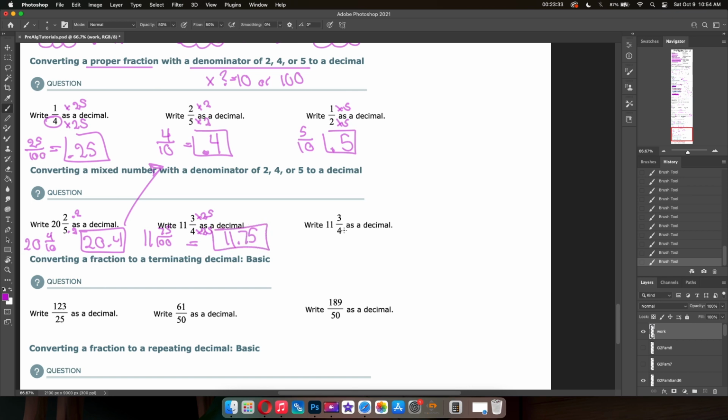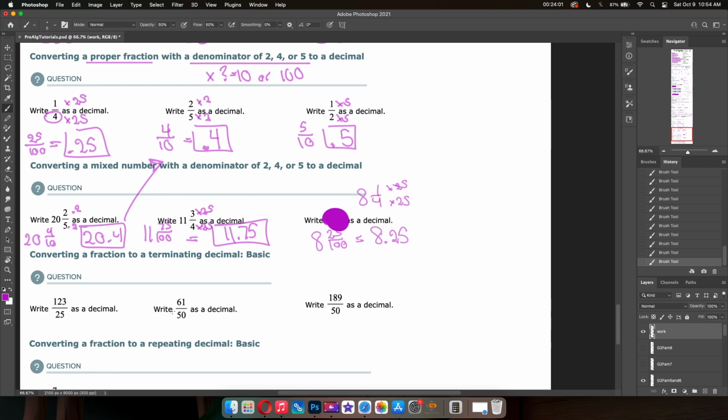Cursed computer, you gave me the same number again. All right, let's pick a different number. Let's do another 4. Let's do 8 1/4. So times 25, times 25, that's going to be 8 and 25 hundredths, which gets me 8.25. There we go. All right, next.